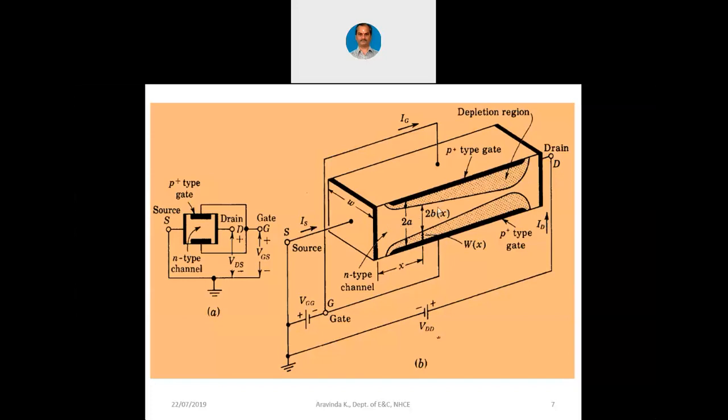Once these electrons start moving, if the VDD has a larger value, then there is this P, there is this N, and there is a PN diode here. This PN diode's cathode is connected to positive. So the cathode end has a higher potential, due to which the depletion region at the drain side is of a larger size when compared to that at the source side.